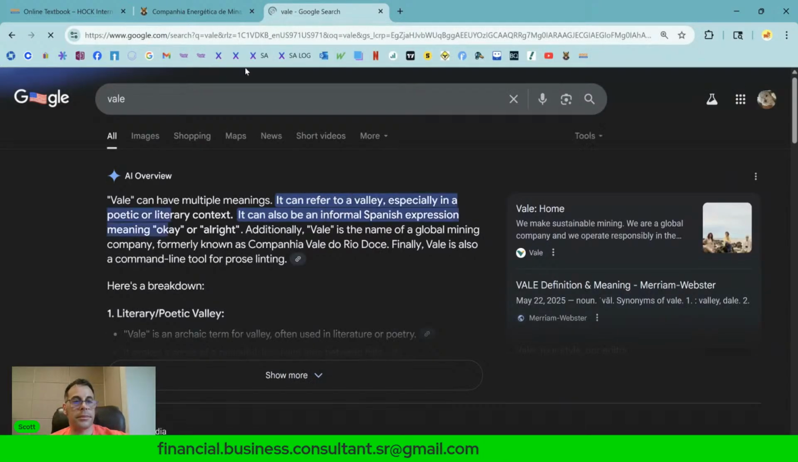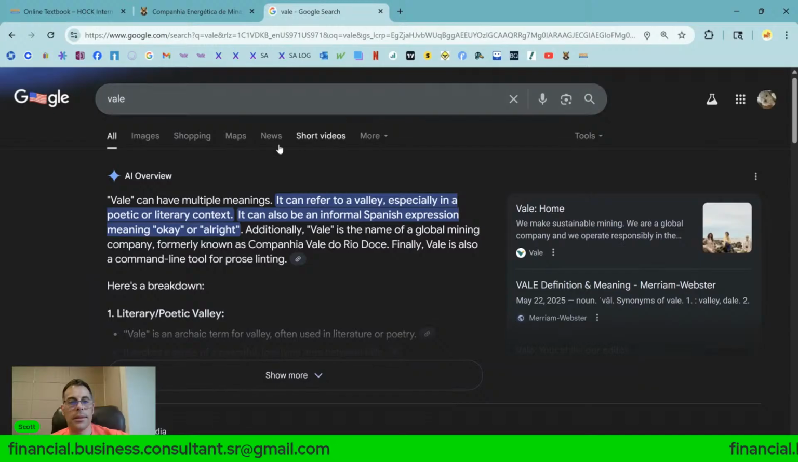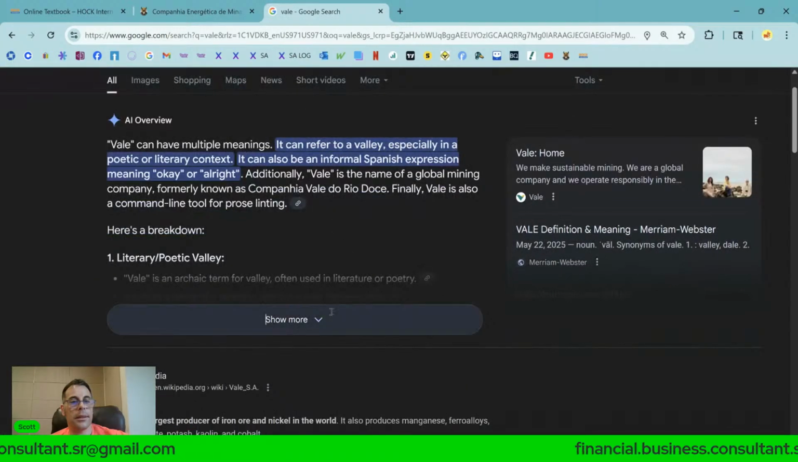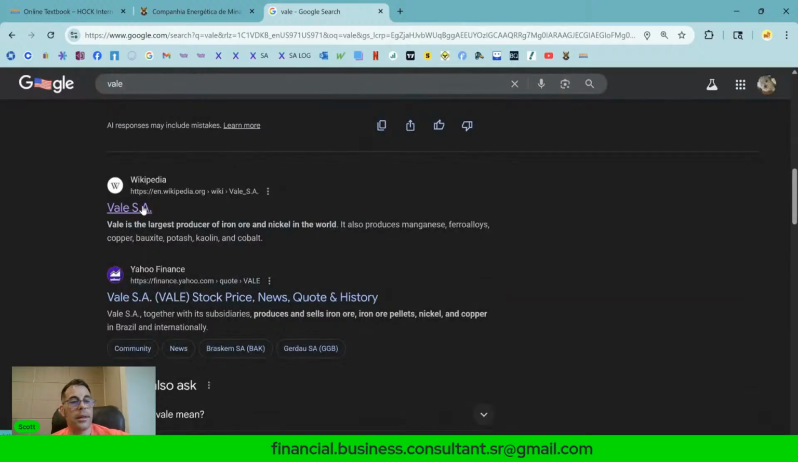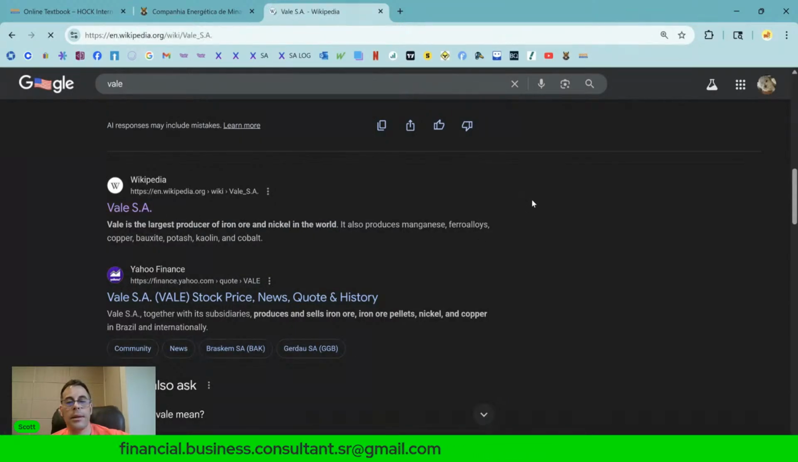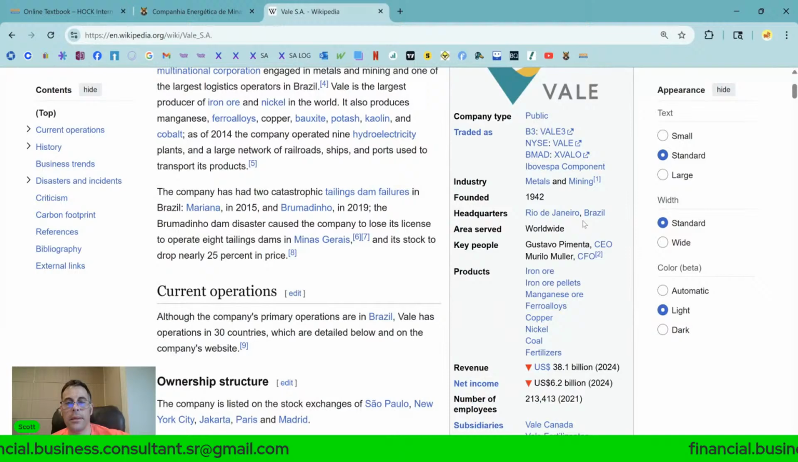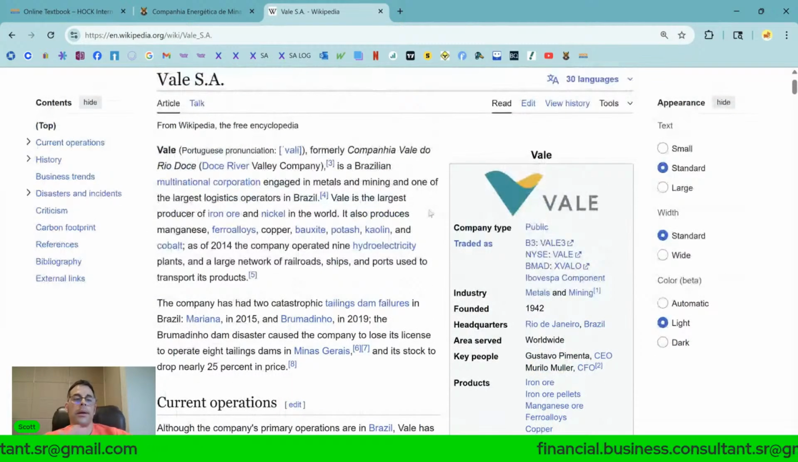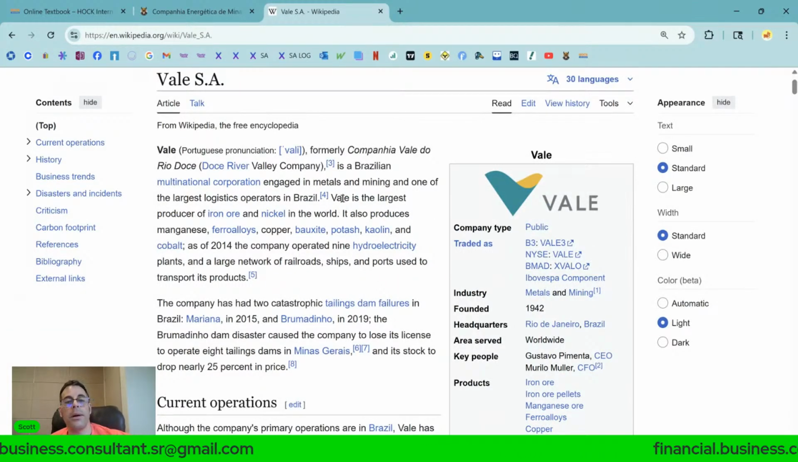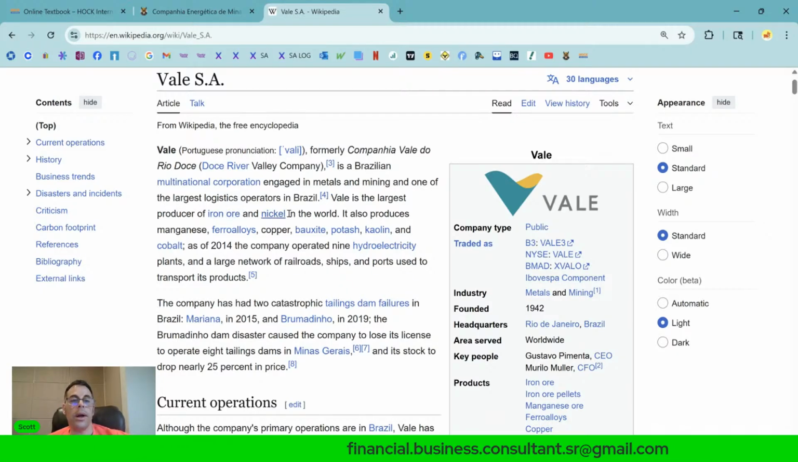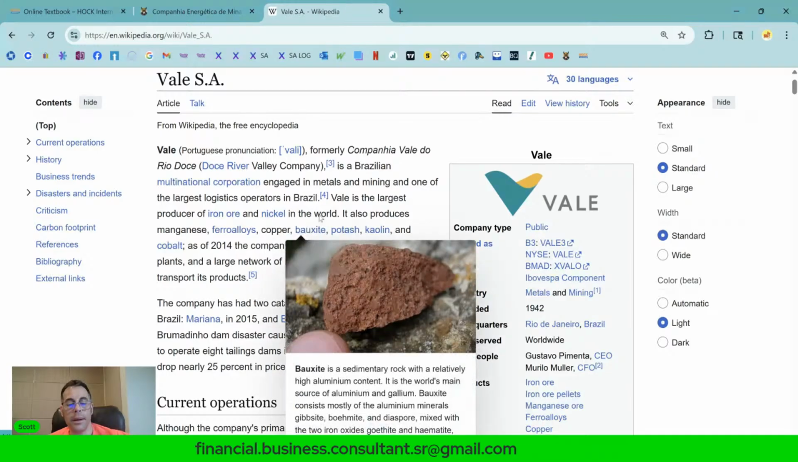Vale is a great company. They're one of the big three miners. With their two counterparts, they control nickel, iron ore, copper.